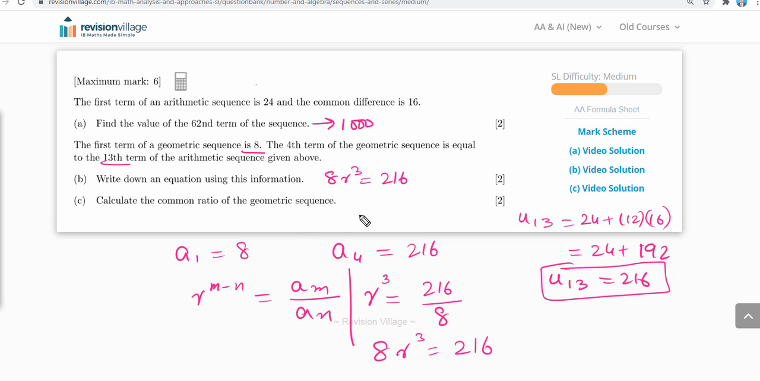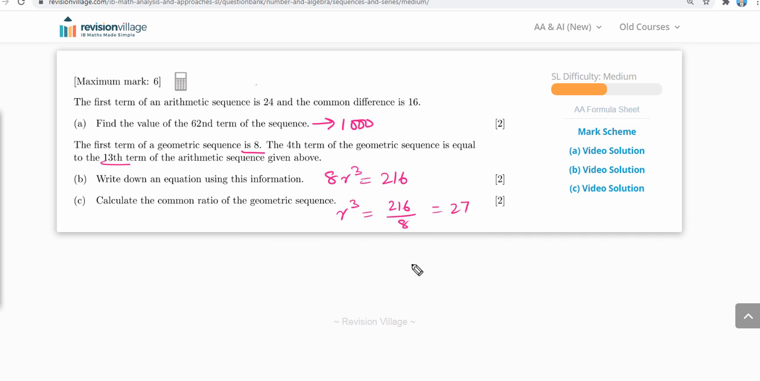Now I have to work out the common ratio, so by using simple calculation I'll work out my common ratio. So r cubed equals 216 over 8, that will be equal to 27. Now when we take the cube root of 27, I will get my value of r. So my value of r will become equal to the cube root of 27. So r will be equal to 3. So 3 is my answer. Okay, so we are done with this medium level question. Now let's move on to a hard level question.